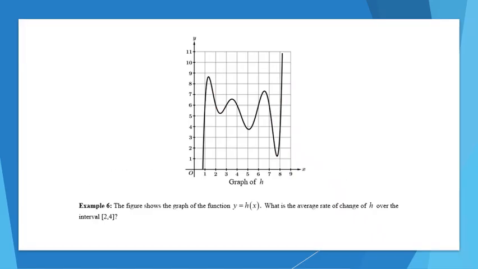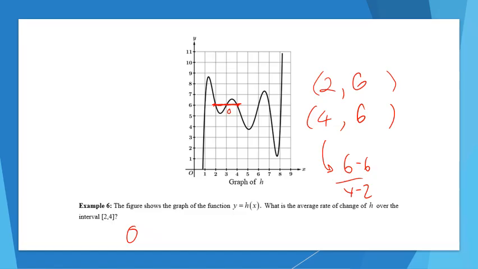All right, example 6. We have the figure showing the same graph. What is the average rate of change over the interval from 2 to 4? So what we want to do is find our 2 points when our x coordinates are 2 and 4. So 2 would be 6, and 4 would clearly be 6 as well. So if we connect those dots, we can clearly see right now that the average rate of change is 0. But if we plug this into the slope formula, it would be confirmed that it would be 0 because 0 over 2 is 0. So 0 should be our answer here.